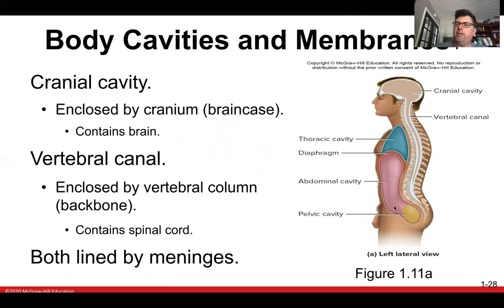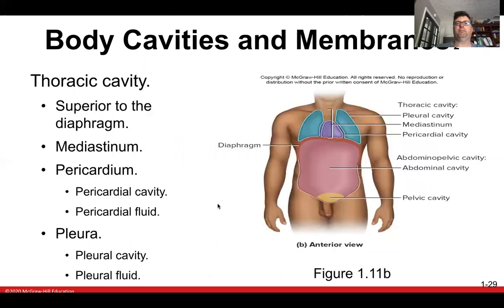And then the other cavities that we're interested in are going to be anterior: the thoracic, the abdominal, and the pelvic. The diaphragm serves as the differentiator between the abdominal and the thoracic cavities. The thoracic cavity is superior to the diaphragm. It's also superior to the abdominal cavity. There are a couple cavities within the thoracic cavity, some subcavities, if you will. So there's the mediastinum, and within that is the pericardium.